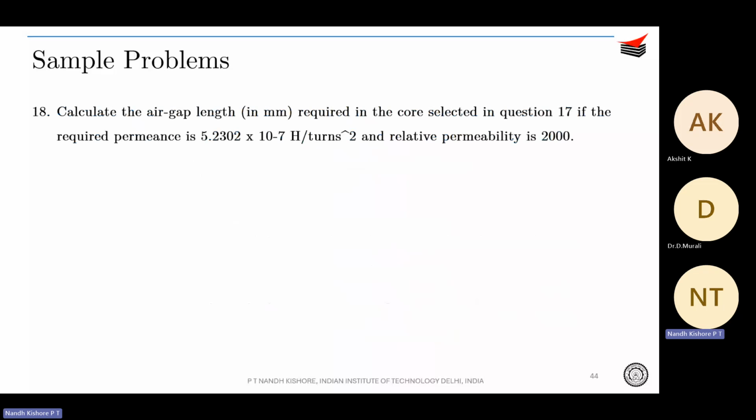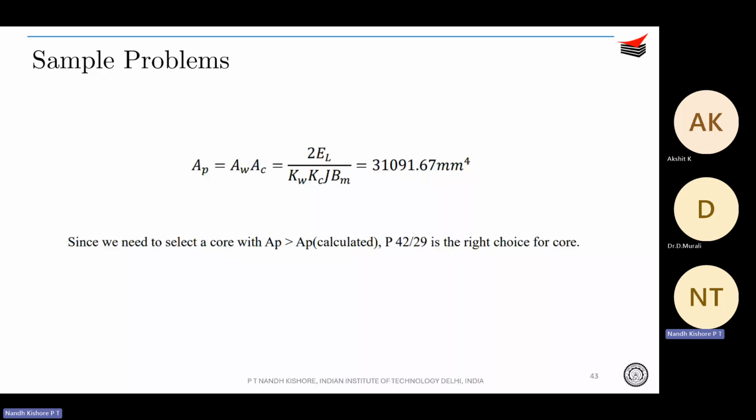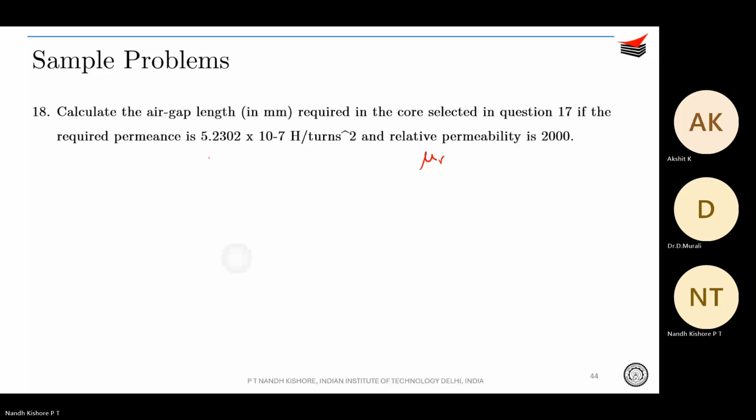The next question is to calculate the air gap length required in the core selected in question 17, if the required permeance is 5.2302 into 10 power minus 7 Henry per turn square, and relative permeability is 2 tons. So the relative permeability and the permeance are both given. What is the air gap length?